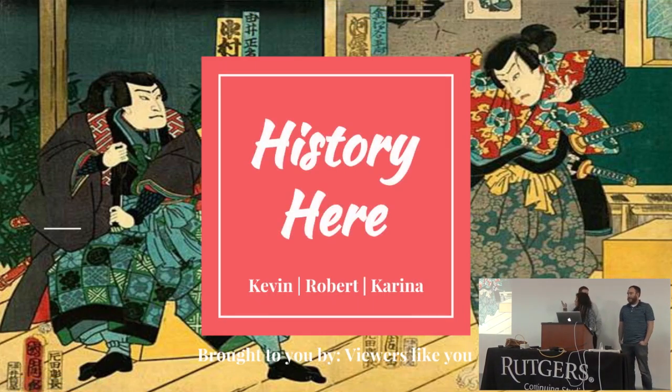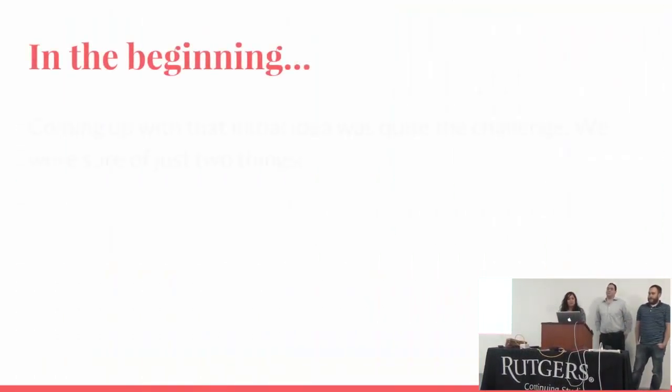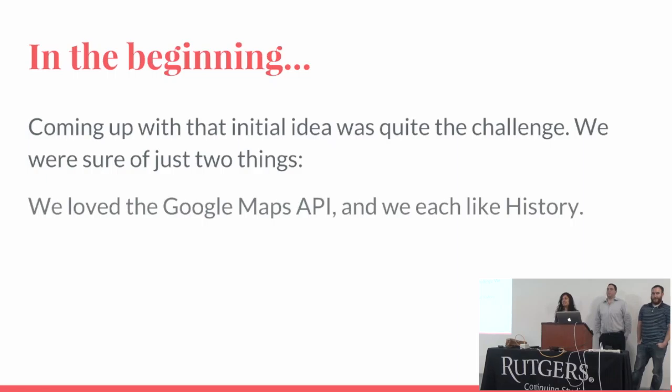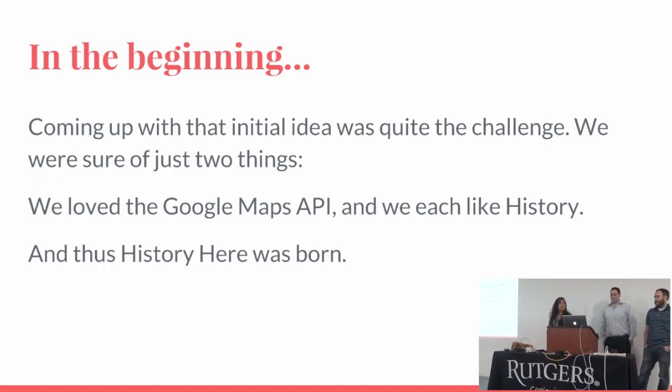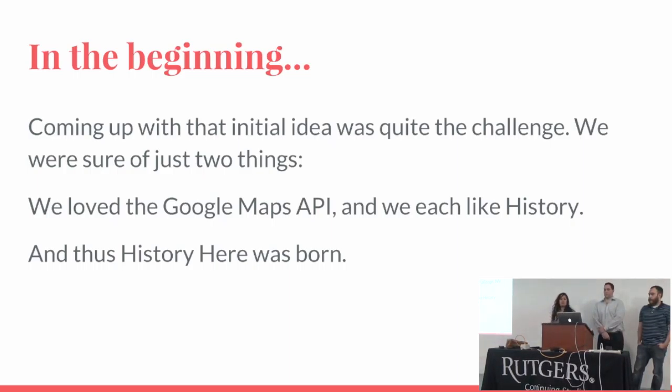Like I said, our app's name is History Here. I'm sure, as it was for anybody else, coming up with the initial idea was particularly difficult because we were initially thinking of things that we liked as individuals. But when we came to a consensus, we knew we wanted to use Google Maps because we wanted people to see where they were and options around them, and that we each like history. And so we started brainstorming, and History Here was born.